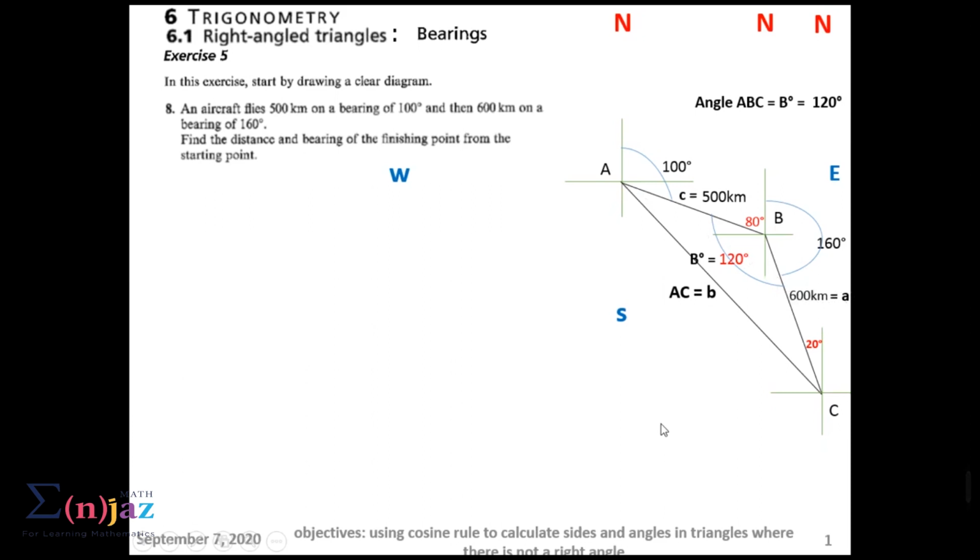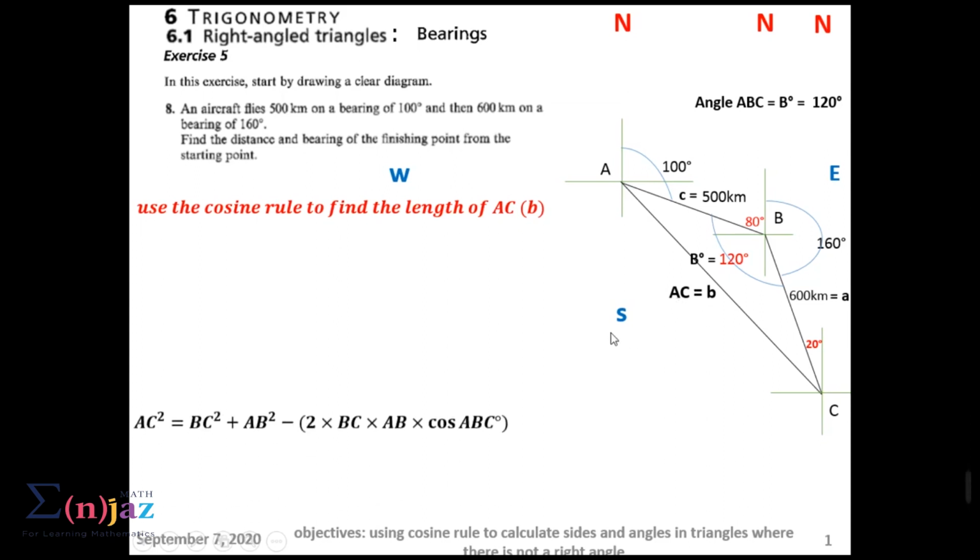Now that we identified everything on our diagram, we can use the sine and cosine rule to find unknown angles and unknown sides. Use the cosine rule to find the length of AC, which is requested here, the distance between the ending point and the starting point. A and C, this is my starting, this is my finishing point. So, B is my unknown, and B is named as well as side AC.